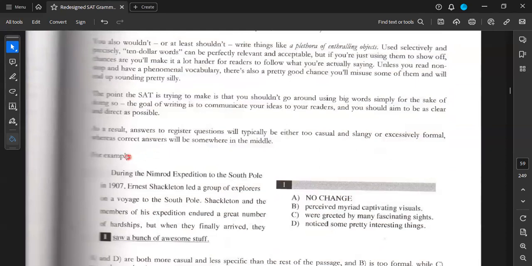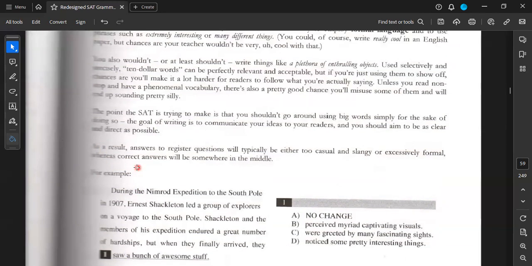During the Nimrod expedition to the South Pole in 1907, Ernest Shackleton led a group of explorers on a voyage to the South Pole. Shackleton and the members of his expedition endured a great number of hardships, but when they finally arrived, they saw a bunch of awesome stuff, or they perceived myriad captivating visuals, or they were greeted by many fascinating sights, or they noticed some pretty interesting things. What do you guys think the answer is? Give me your reasoning, if possible.